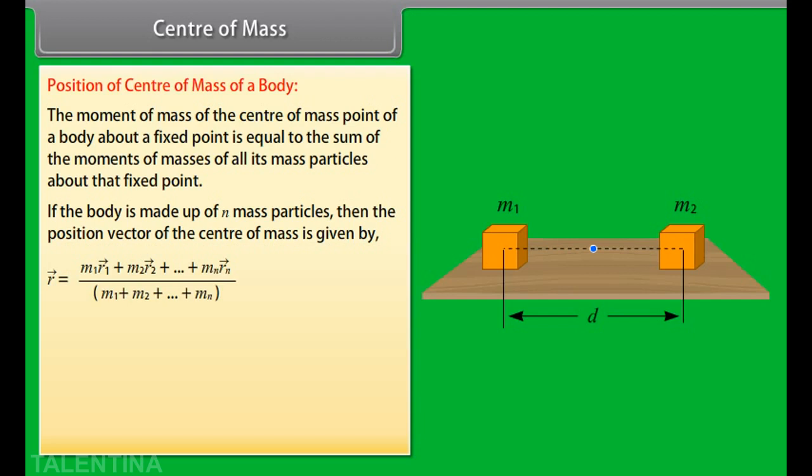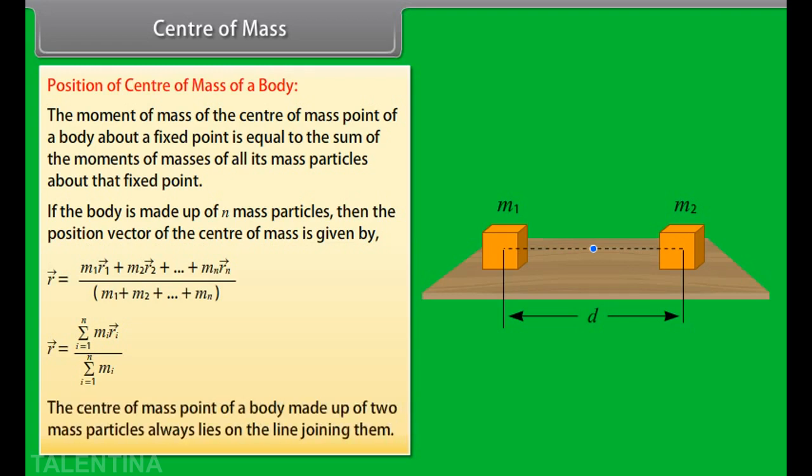On summarizing the above relation, we get r vector is equal to the summation from i equals 1 to n of m_i into r_i vector, divided by the summation from i equals 1 to n of m_i. The center of mass point of a body made up of two mass particles always lies on the line joining them.